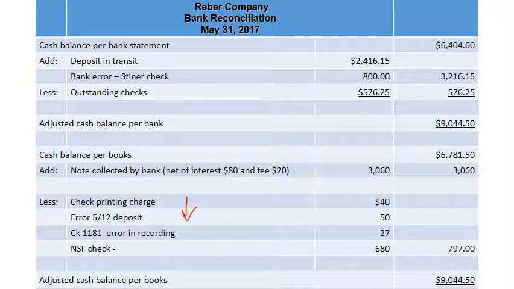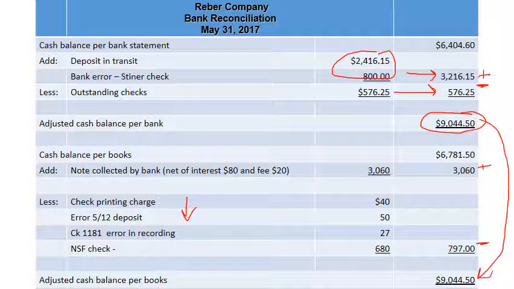As each one was dealt with, the journal entry was written up and then it was put onto here. So these two are combined to give us this total. This is carried over. So this plus this minus this gives us this total. We've got this plus 3060. When we add these together, it's subtracting this. So this plus 3060 minus 797 gives us 9,044.50. These two numbers should be equal. And so we've proven that the adjusted bank balance is equal to the adjusted book balance, and that's what we're trying to do here.